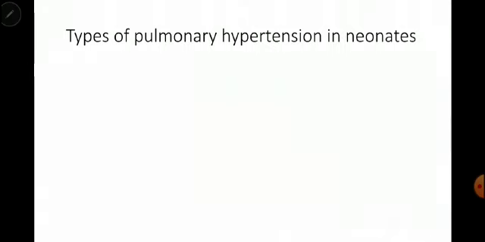Now we will talk about the types of pulmonary hypertension in neonates. The types are related to the physiology of pulmonary hypertension. As we said, the resistance, the venous pressure, and the blood flow. The most common cause is increased vascular resistance. So the first three types are related to the vascular resistance. The first type is hypoxic vasoconstriction related to high pulmonary vascular resistance.